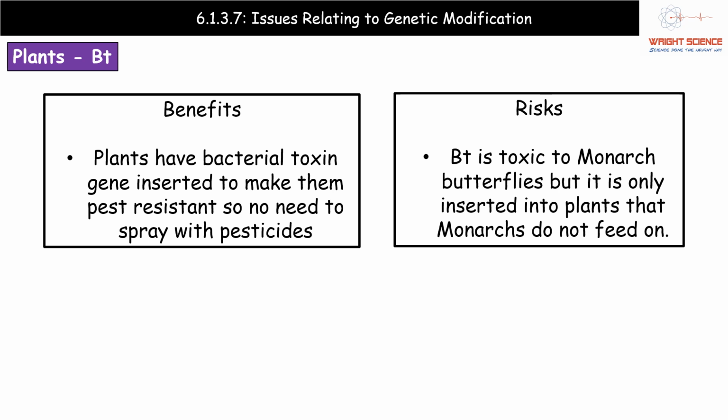Risks though is that this BT is actually toxic to a type of butterfly called the monarch butterflies. The way we get around this is by only inserting that BT gene into plants that the butterflies don't feed on. So tobacco plants, maize plants, they won't feed on those. They feed on a plant called milkweed. So despite the fact that this has been around now for about 40 years, then we don't see any impact on the monarch butterfly population because they're not feeding on the plant with that particular gene inserted into it.